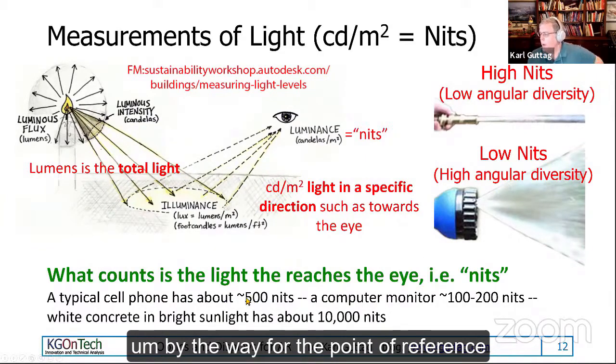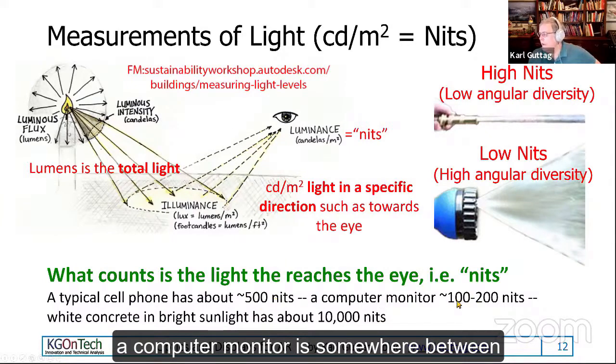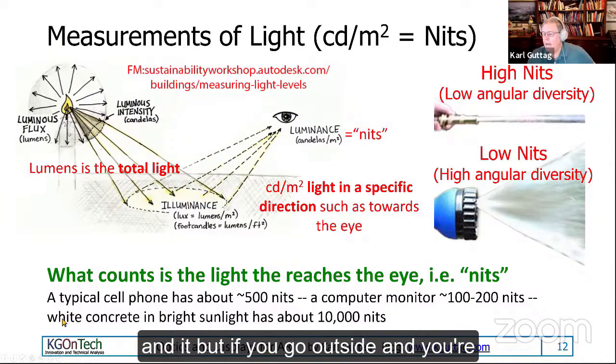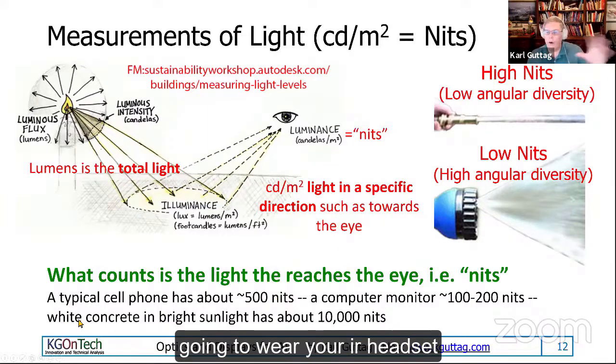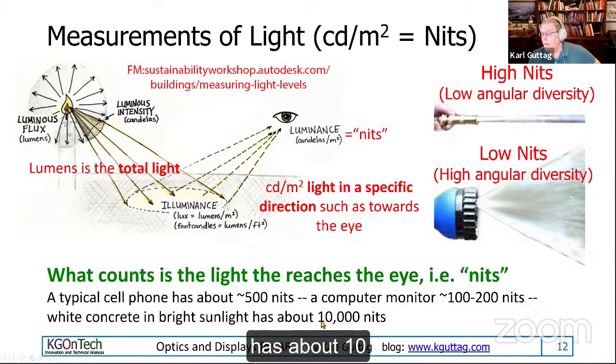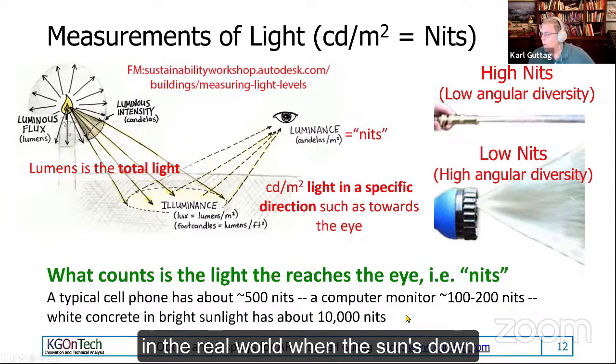By the way, for the point of reference, a cell phone's about 500 nits. A computer monitor is somewhere between 100 to 200 nits. But if you go outside and you're going to wear your AR headset, looking at concrete has about 10,000 nits. So there's a lot of light out in the real world when the sun's out.